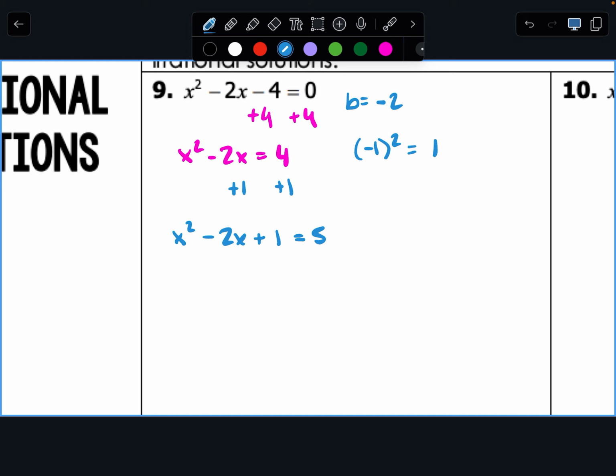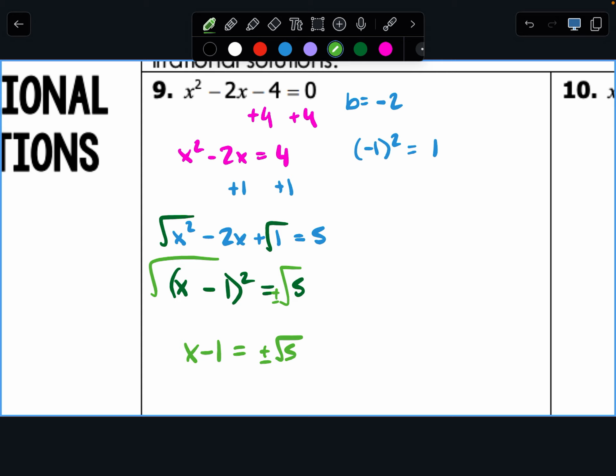I want to reiterate, we're not changing the equation. It's the same equation. It's just written differently. Okay, now I'm going to factor the left side. x minus 1, subtract because of the minus in the middle, equals 5. And then square root both sides. So I have x minus 1 equals plus or minus root 5.